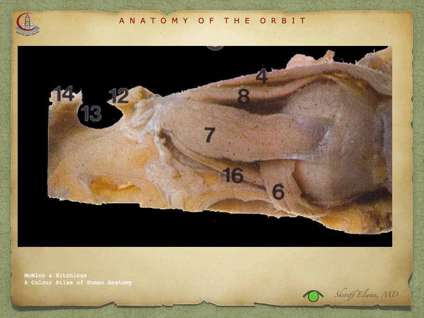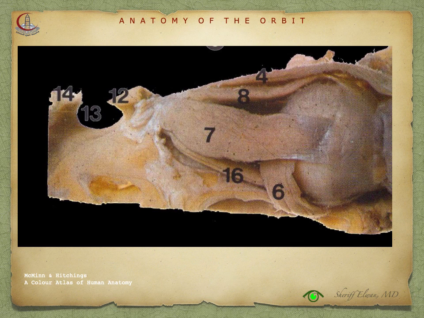This is another lateral view of the orbit showing the sella turcica, number 13, where the pituitary gland is lodged. Number 12 is the anterior clinoid process. 14 is the posterior clinoid process. Number 7 is the lateral rectus attaching to the globe.